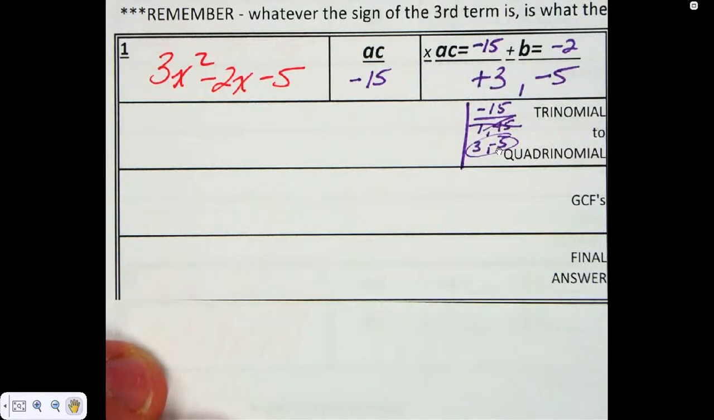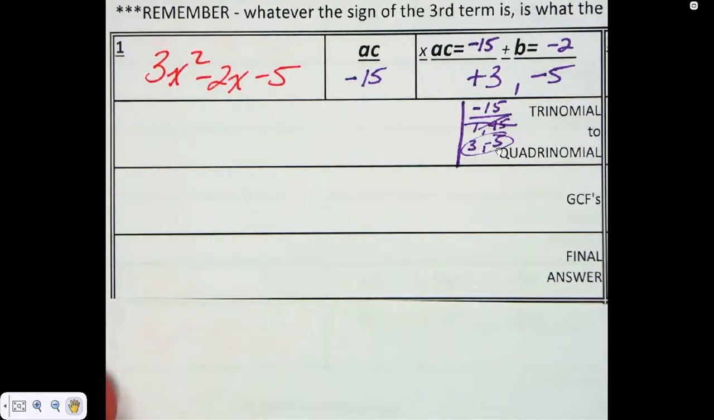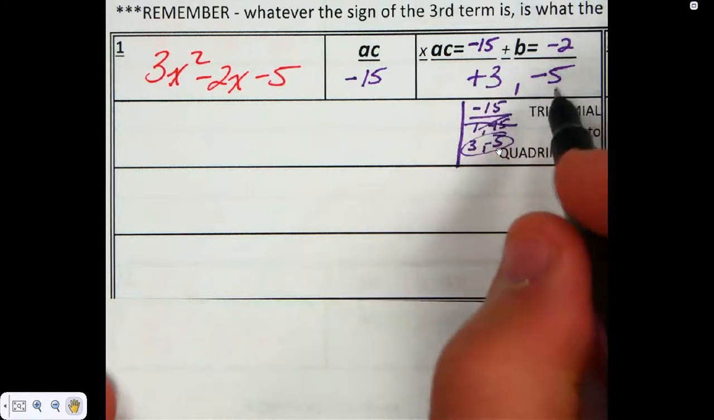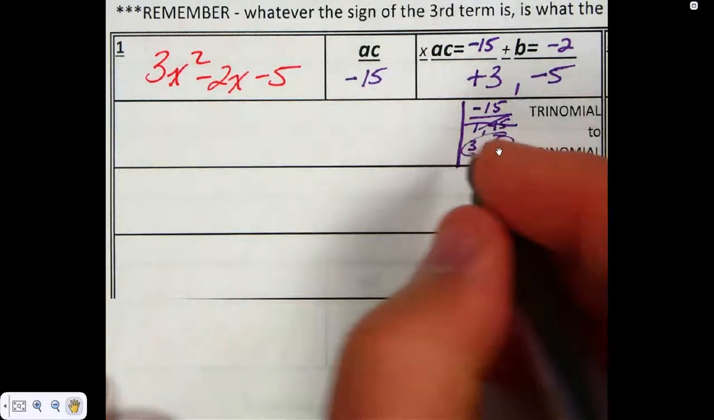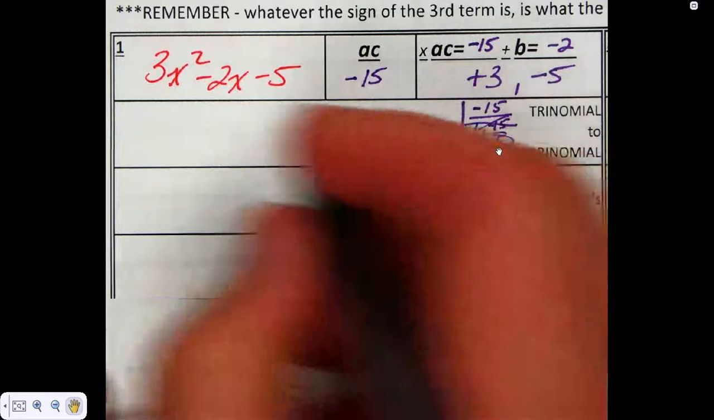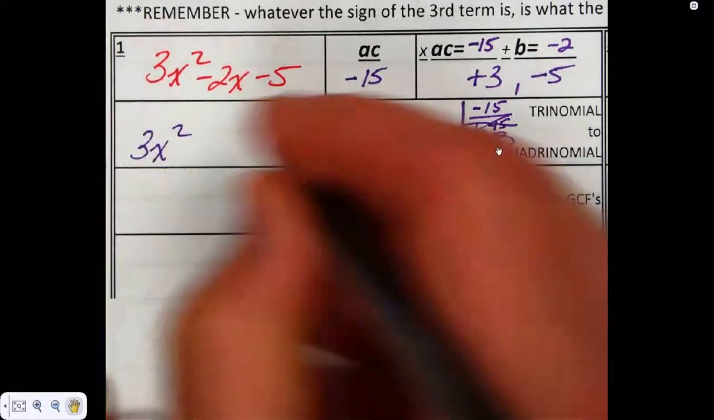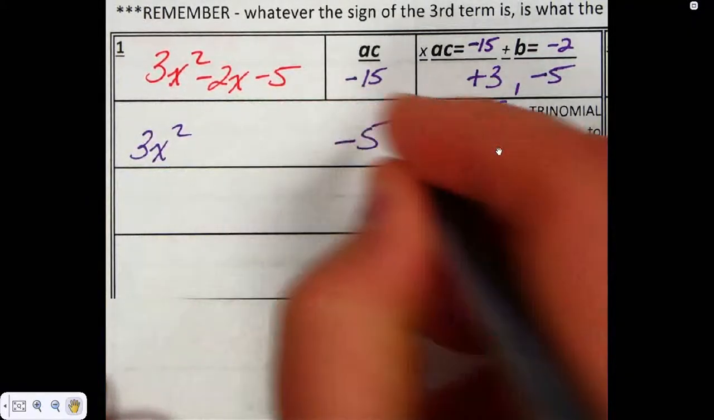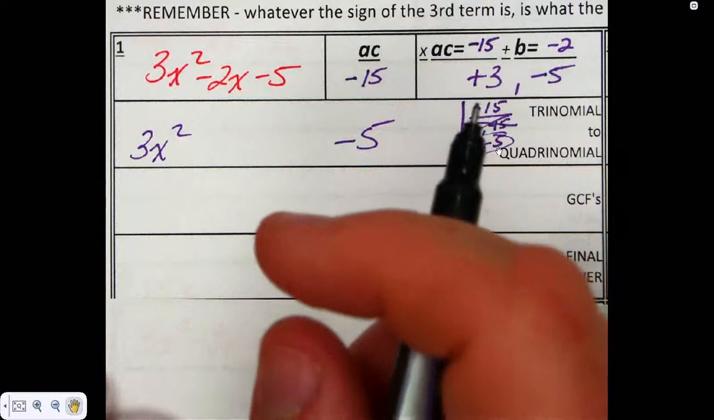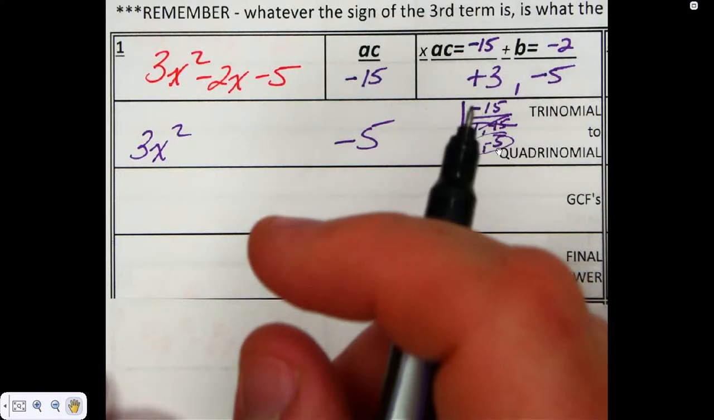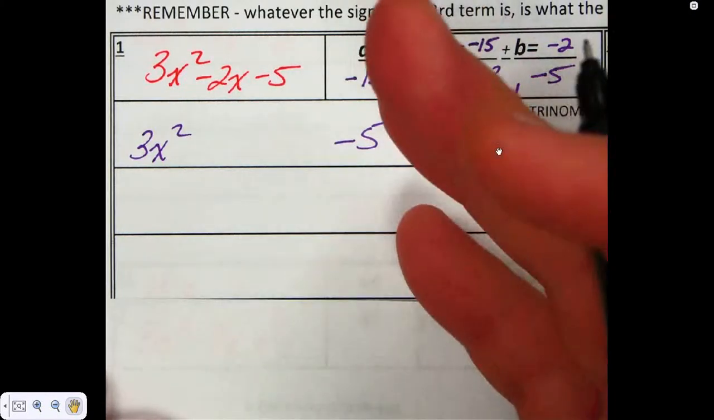Now, your next step, what I should see on your paper. What's the next step? We rewrite the middle term using what? The two special numbers we found. So what stays the same here? 3x squared and the negative. Okay, negative 5. Now, put your pencils down. Stop. Watch me do this problem, then I'll leave it back up here, and then you can write it down, okay?